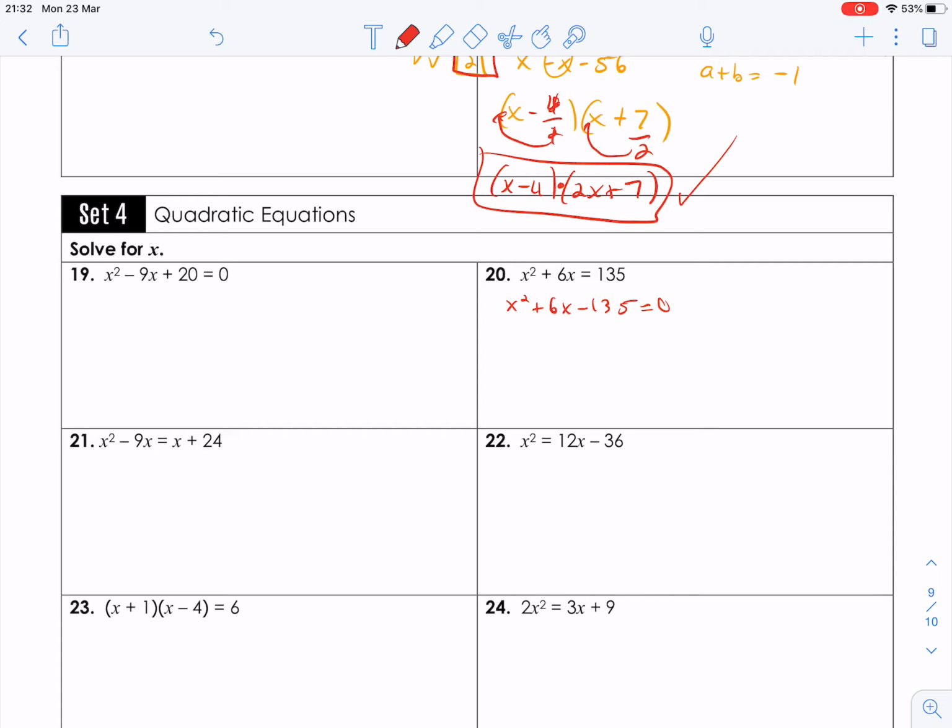So here we go. We're looking for two numbers that multiply to give us negative 135 and add to give us 6.